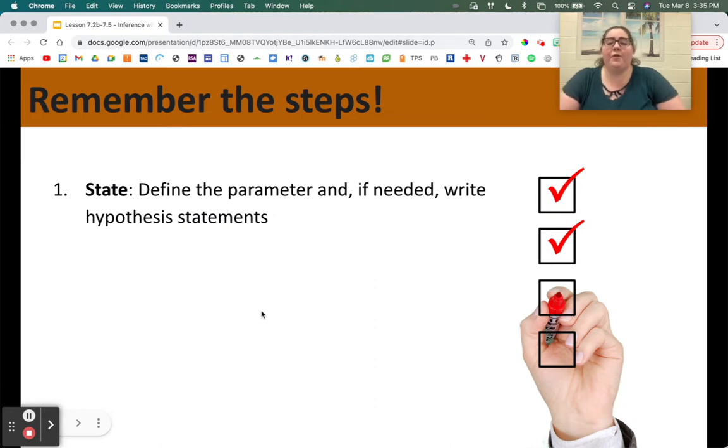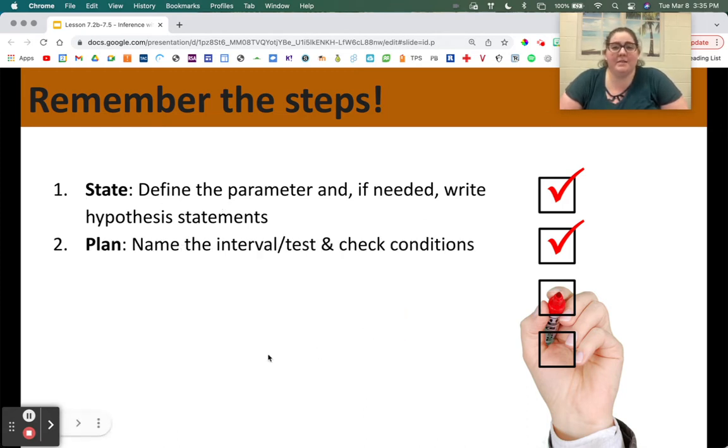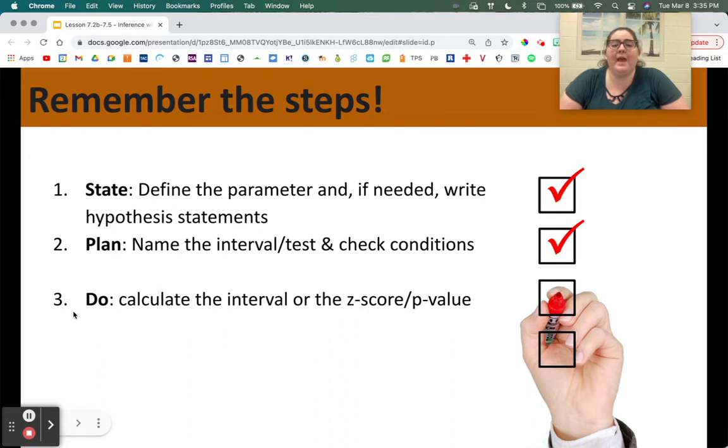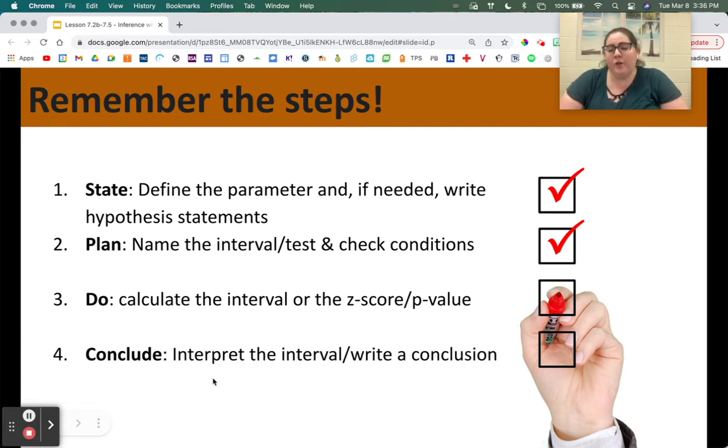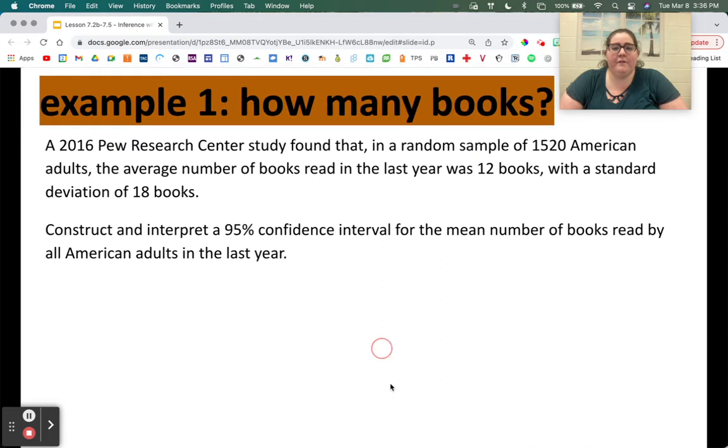So remember our steps for any kind of inference procedure. This is from our last unit. We're going to first start with stating, defining our parameter, and if needed, write hypothesis statements. We're going to plan by naming the interval or test that we're doing and then checking conditions. We're going to calculate our interval or the z-score and p-value. So interval for an interval, z-score, p-value would be for a test. And then we'll conclude, which is interpreting the interval or writing a conclusion to our hypothesis test. So those are our 4 steps.